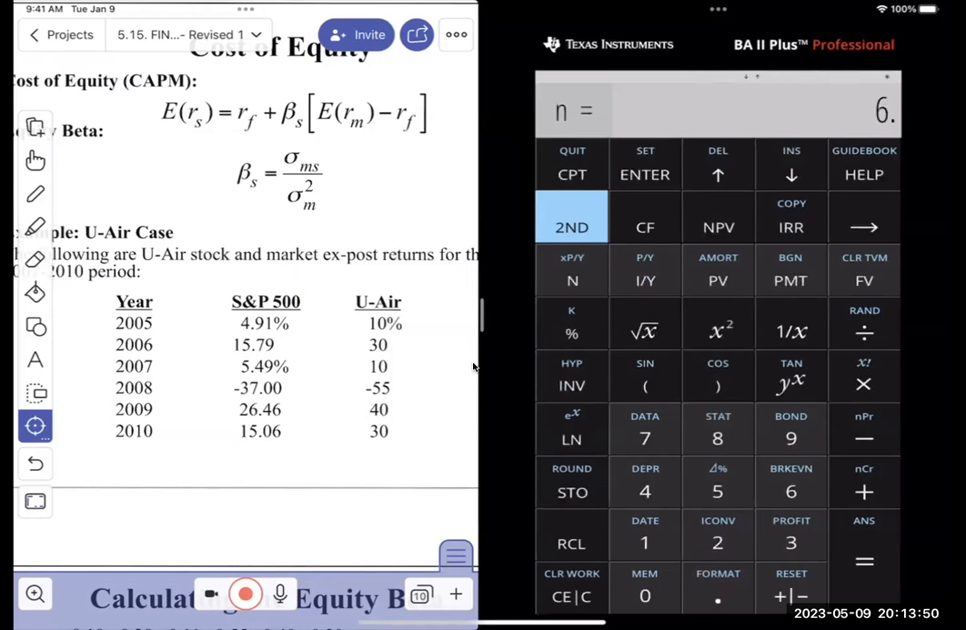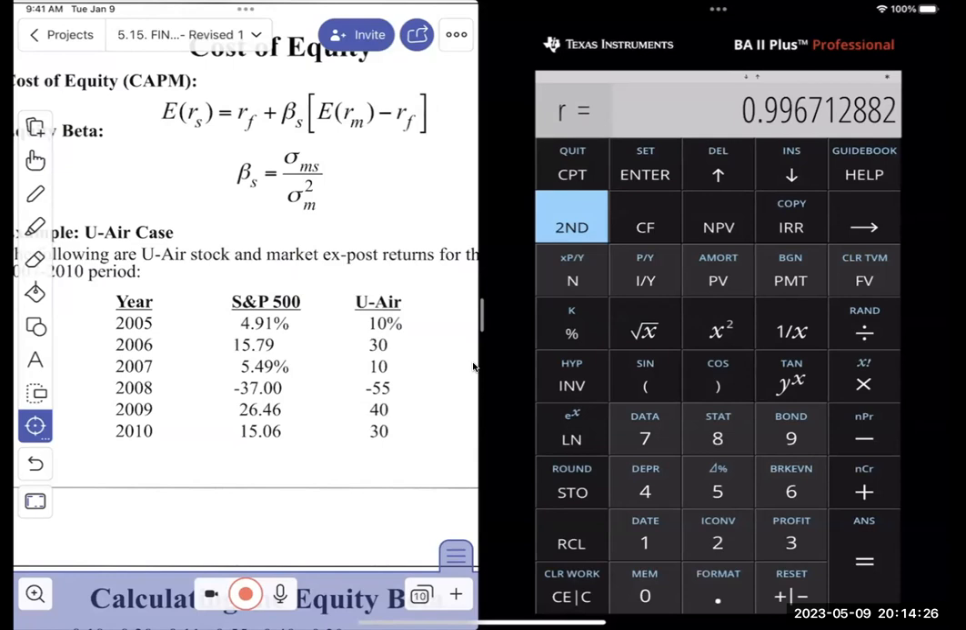And then I get the statistics. There's 6 observations. This is the mean for X. X is the market return, right? S&P 500. This is the standard deviation for the market returns. And this is the mean for UAIR. This is standard deviation of UAIR returns. And then this is the A for the line. And this is the B. That is the beta right there. 1.55. And there's a correlation if we need it.